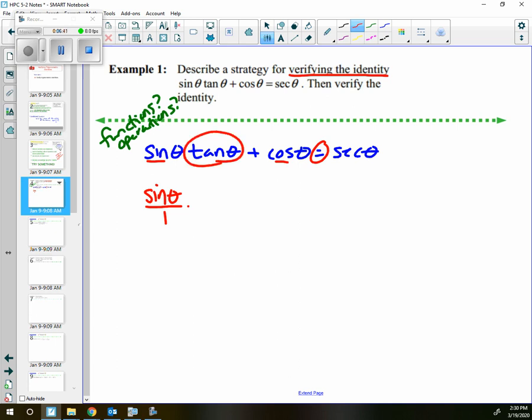So tangent's the only one that's kind of missing out. So I'm going to go ahead and think about what tangent would be. If you use your pink sheet or that list in 5.1 in your notes, tangent is sine over cosine of theta. So I'm going to rewrite it like that and see if that helps us at all.